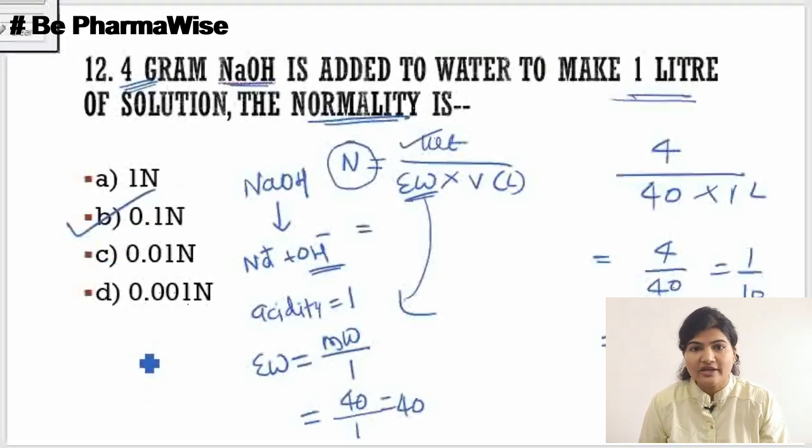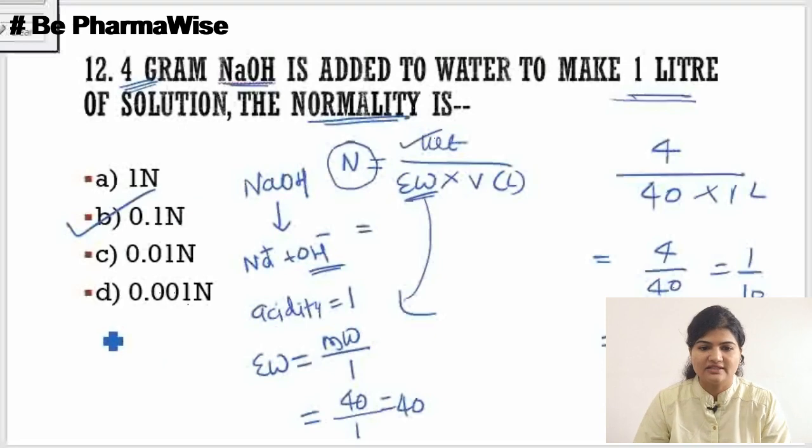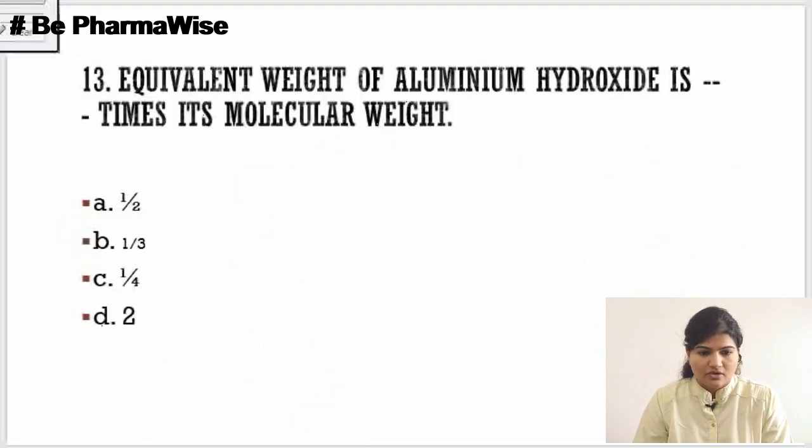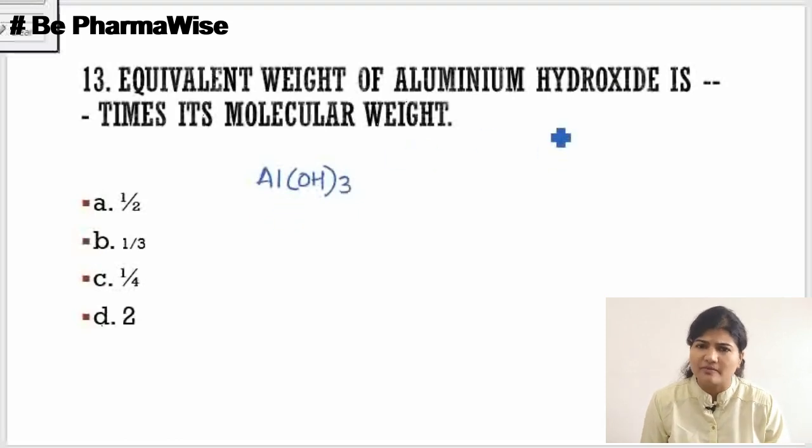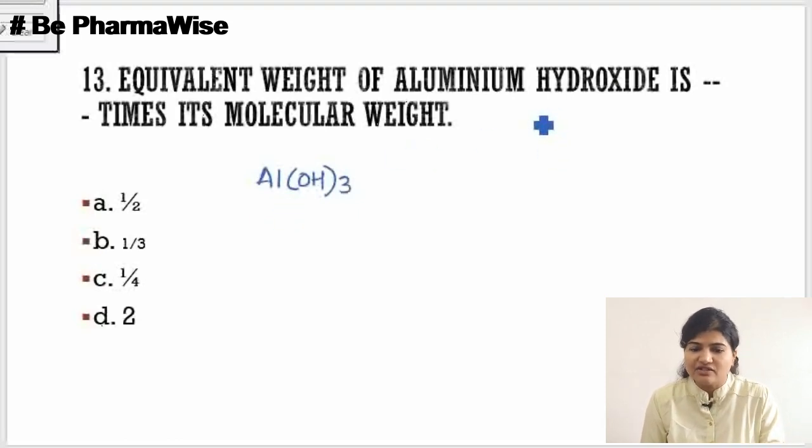Okay, next question. Equivalent weight of aluminum hydroxide is how many times its molecular weight? Again, very interesting question. Equivalent weight of aluminum hydroxide, you must know the formula of aluminum hydroxide. It is Al(OH)3. Even if you don't know the formula, you can derive it.